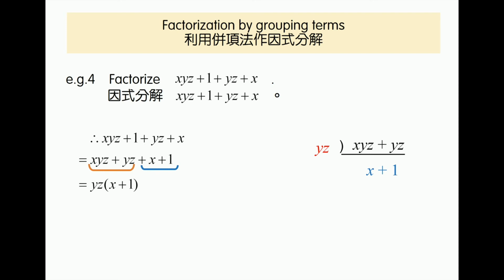Now the blue part. For x plus 1, there are no common factors to take out. However, we could add a bracket to group them together. This does not affect the value of the numbers. After adding brackets, we could see that there are 2 parts that are the same. Both are x plus 1. So we do factorization one more time. Take out x plus 1. And now we are left with yz plus 1. Remember, after taking out everything, we need to write 1.